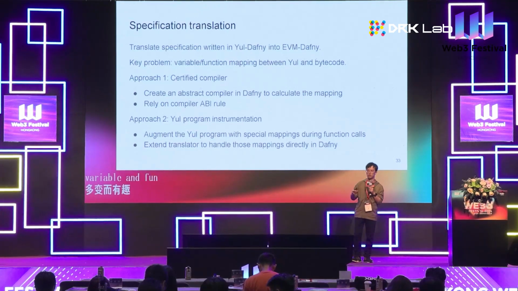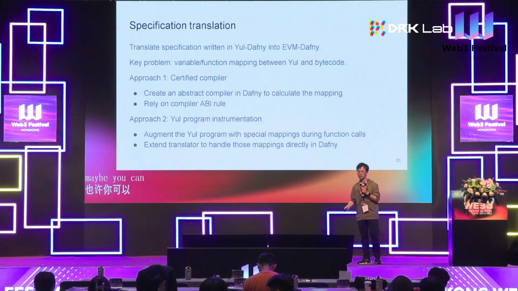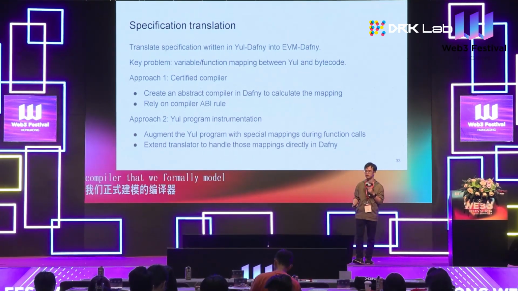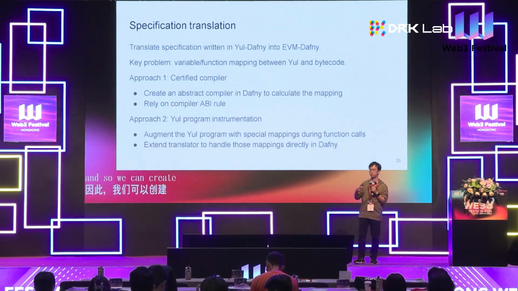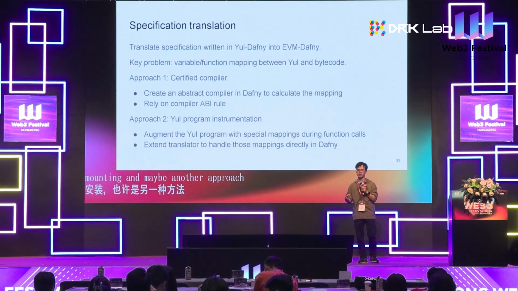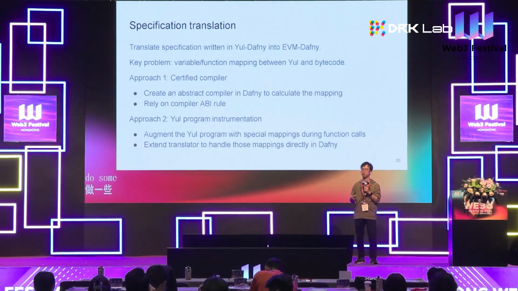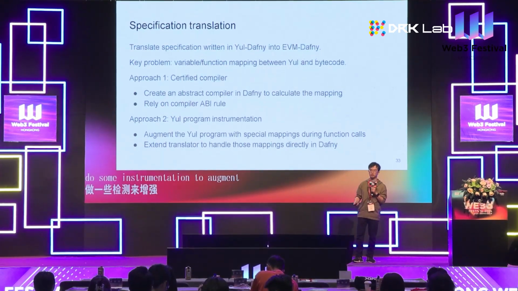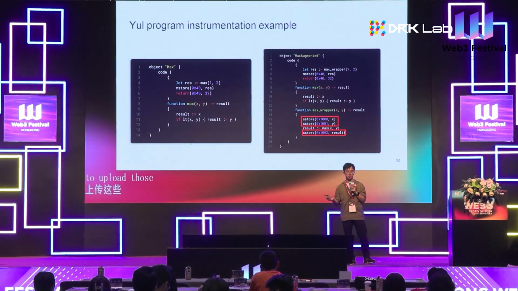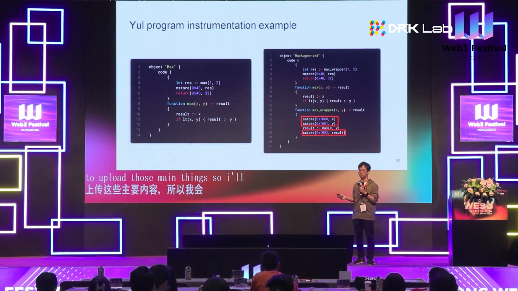So maybe you can do a certified compiler, where we formally model the compiler, and so we can create this abstract compiler to calculate the mapping. Maybe another approach is more interesting, that we can do some instrumentation to augment the compiler and let the compiler output those mappings. I'll skip this part because the time is over.